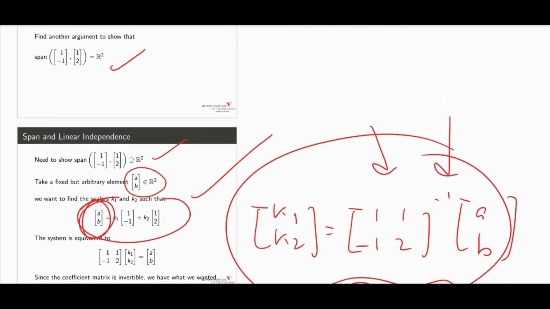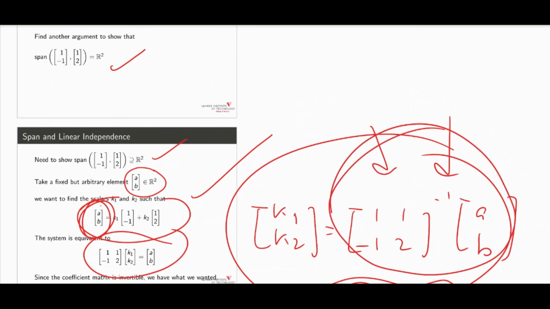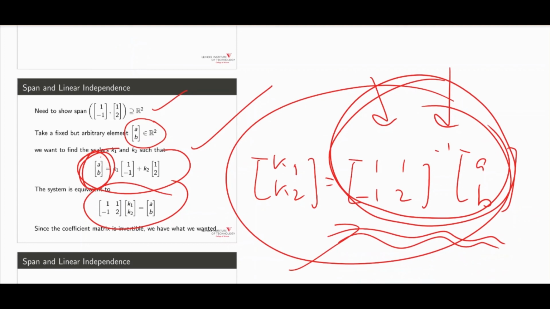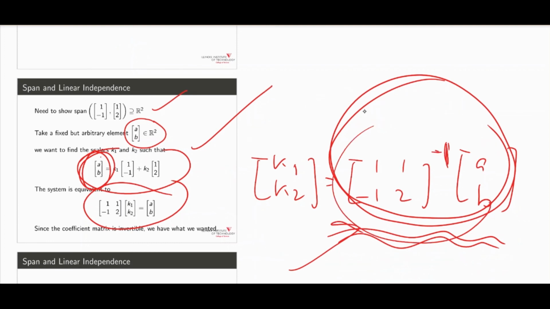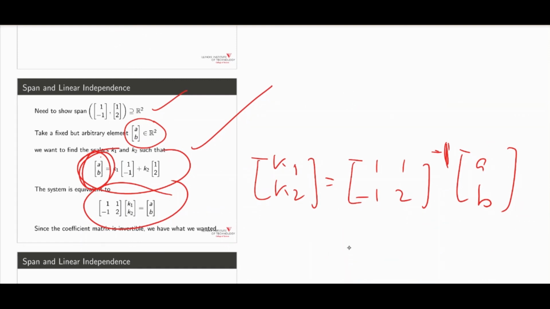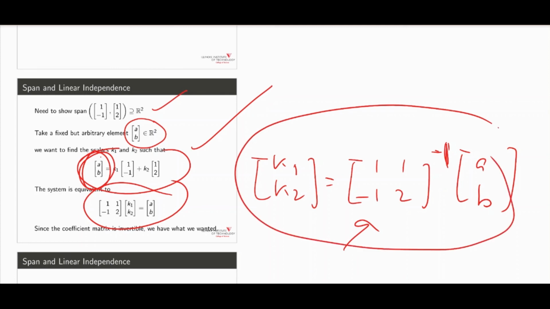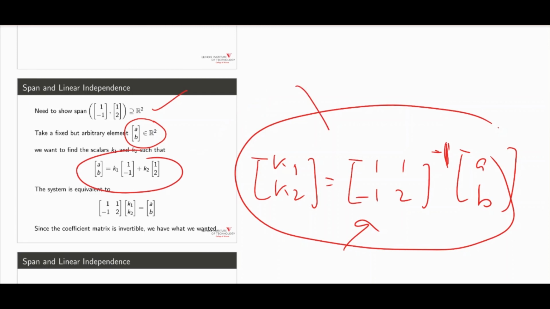So what is the difference between these two methods? In this method, I'm being lazy. I'm just saying, hey, compute it yourself. You will see what K1, K2 are, but I know the solution exists. The solution exists because this coefficient matrix is invertible. Whatever A, B you give me, I can find K1 and K2 such that these equations hold. So what is K1, K2? I don't know, I don't care, I don't need to care. I just need to tell you the solution exists.